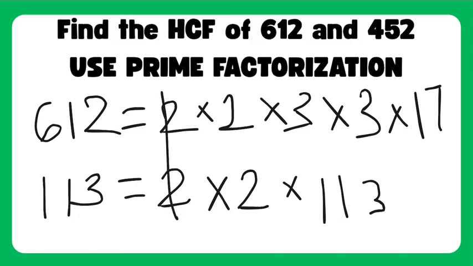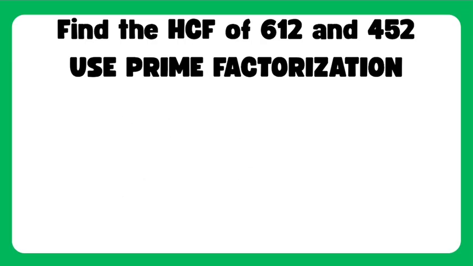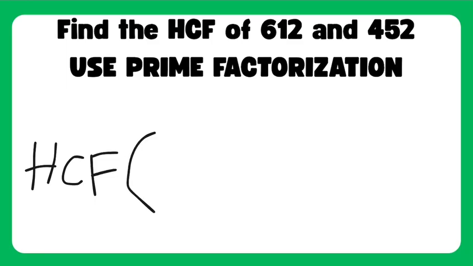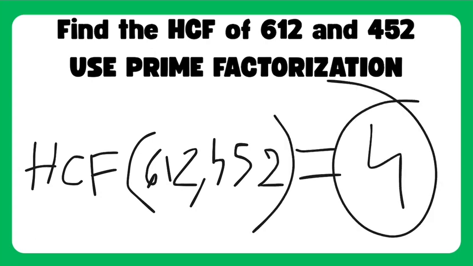So we have 2 and 2, 2 and 2 here common. We will remove everything else, and we have 2 times 2, which is 4. So that leaves us with the HCF of 612 and 452 is equal to only 4. That's it. So that's it for HCF.